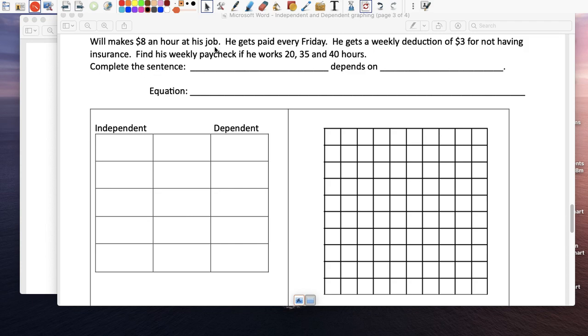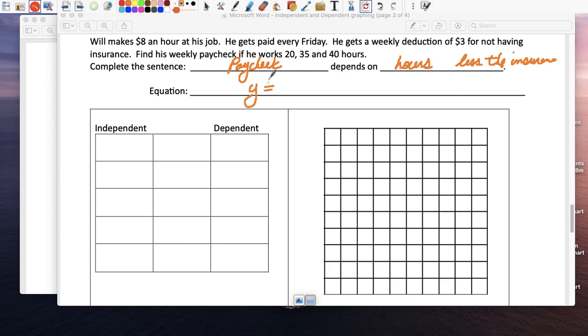All right, so the money earned, I don't know if you want to write the paycheck. So his paycheck depends on the number of hours that he works, and then also less the insurance. So as an equation, let's just use y.